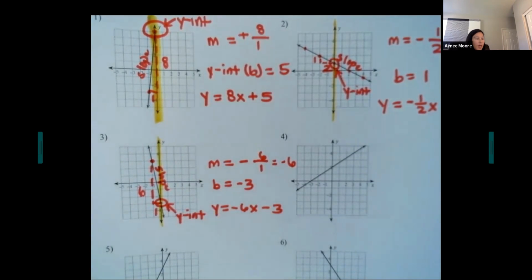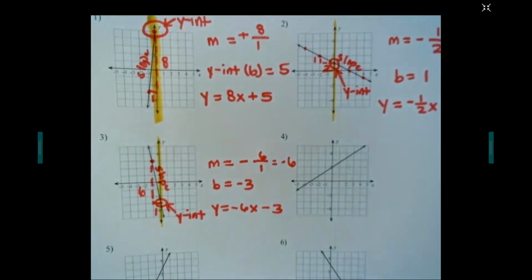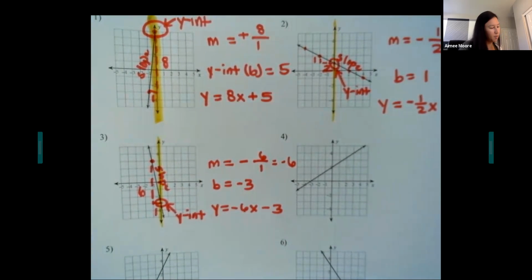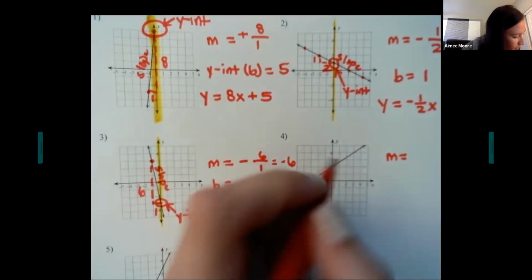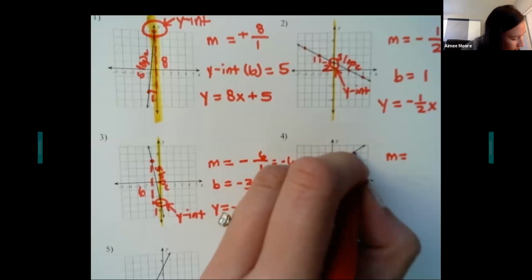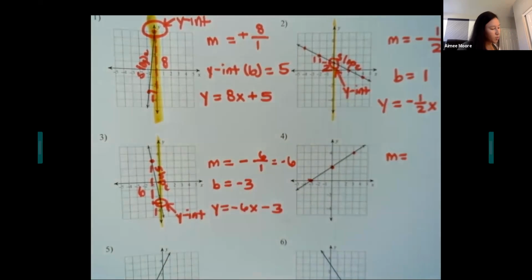Any questions on number 3? No, I think I got what you meant now. Okay, awesome. Okay, so number 4, let's see. We got to find our points first. Those are all of our nice points.